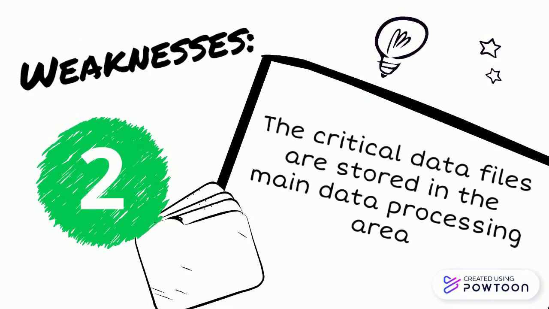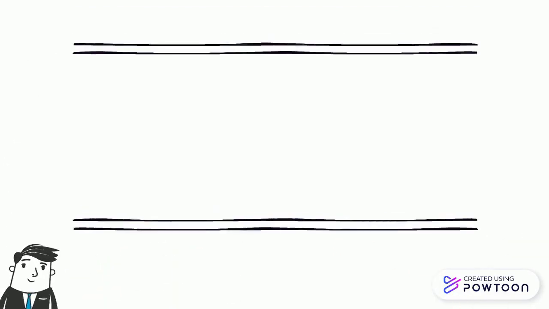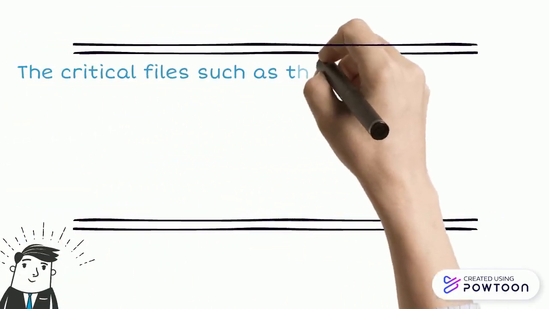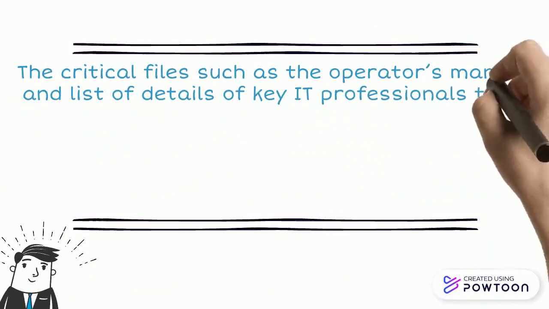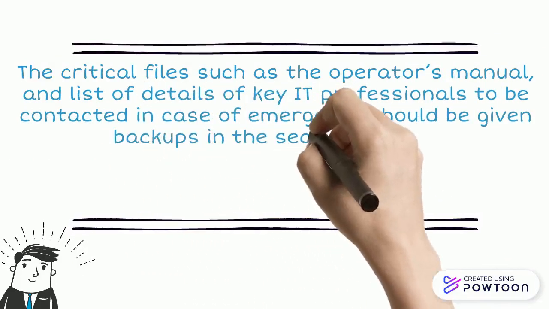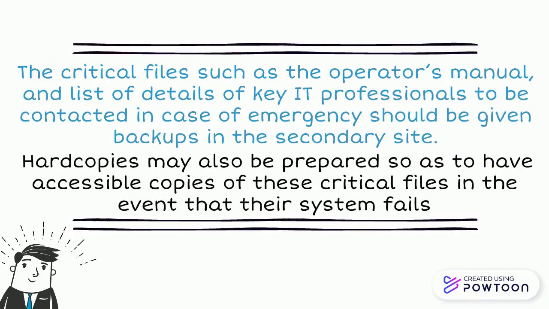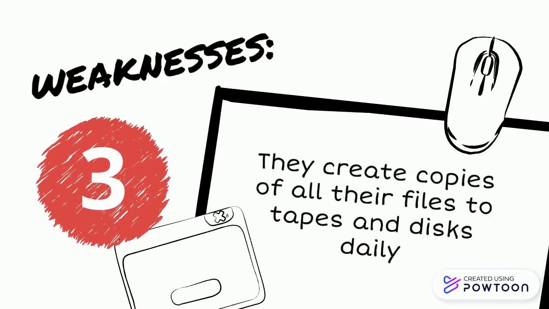Second is that the critical data files are stored in the main data processing area. The critical files such as the operator's manual and list of details of key IT professionals to be contacted in case of emergency should be given backups in the secondary site. Hard copies may also be prepared so as to have accessible copies of these critical files in the event that the system fails.